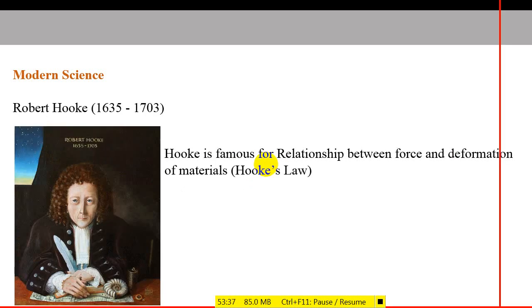Then Robert Hooke developed this famous relationship between the force and deformation, Hooke's law. That happened between 1635 and 1703. Okay, so this is how modern science evolved.